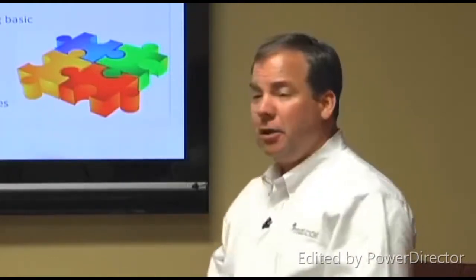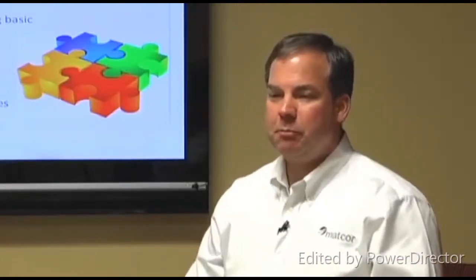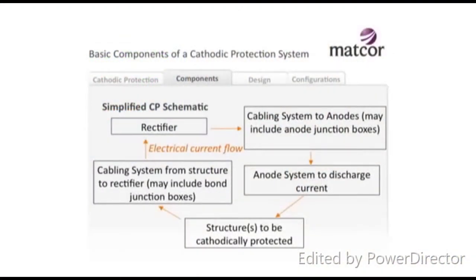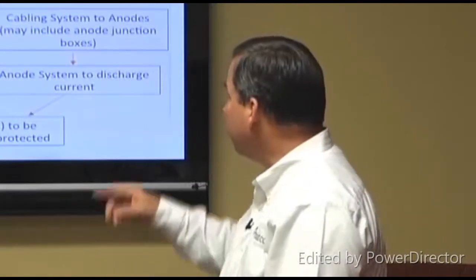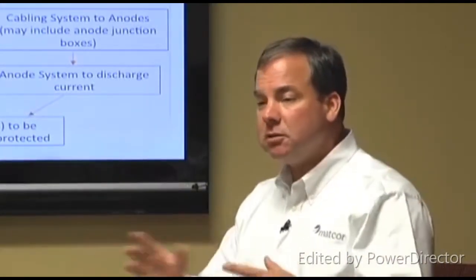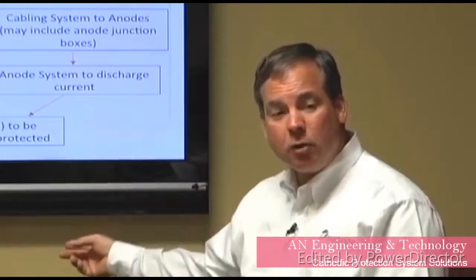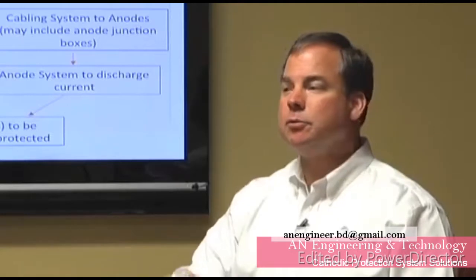And then finally, I always emphasize this with people, you need provisions for testing it, because if you're going to put a cathodic protection system in, you want to be able to make sure that it's working properly and testing it. So we put provisions for testing. And just from a schematic standpoint, here the orange color is the electrical current flow, and you can see it's just a big circle. If you have a rectifier or power supply, current flows off the power supply through the cabling system. There may be junction boxes connecting the cables to the anode system, through the electrolyte, to the structure, back through cables, back to the rectifier.